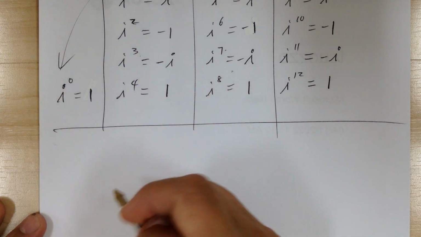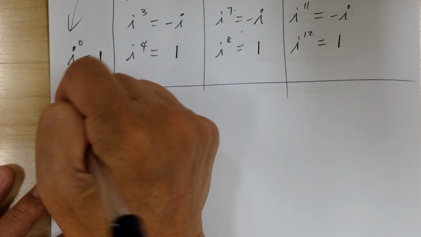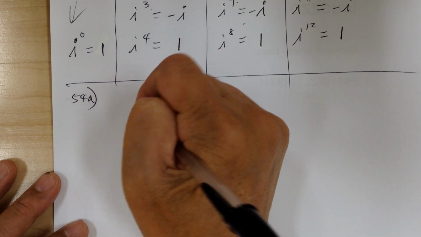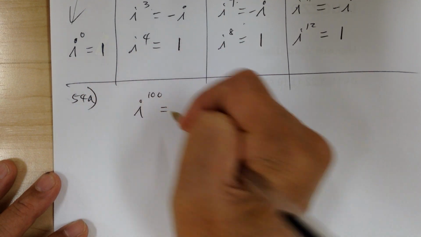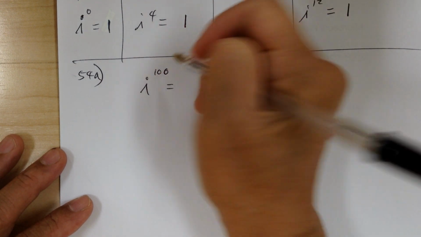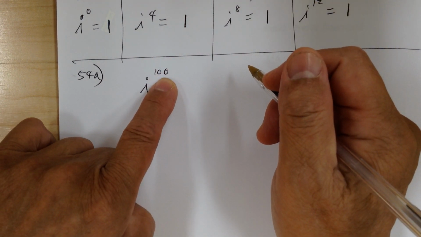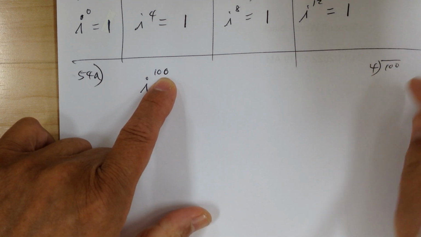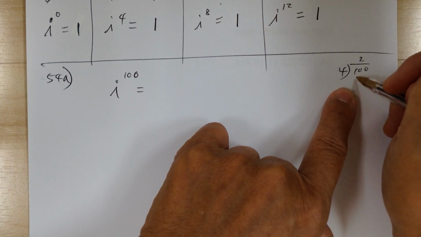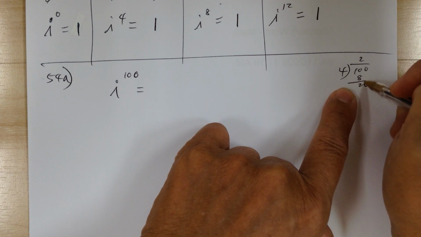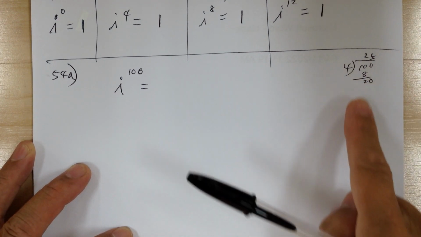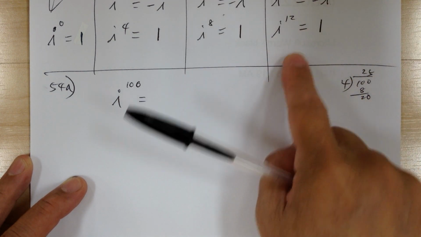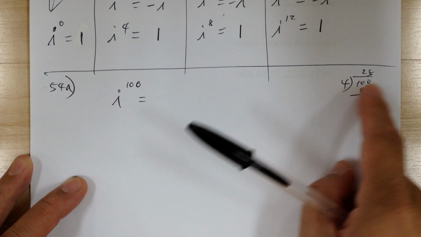Okay, so now when you get to number 54, let's do A. You're going to do i to the 100. What does this equal? Well, if you keep going backward by 4, you can go backward 25 times, right? So you get 100 divided by 4, which is 25 cycles. Every time you go 4 is 1 cycle. So you can go backward by 4, 25 times.